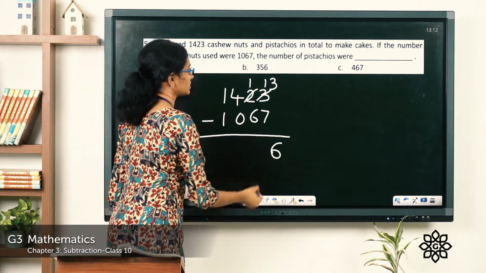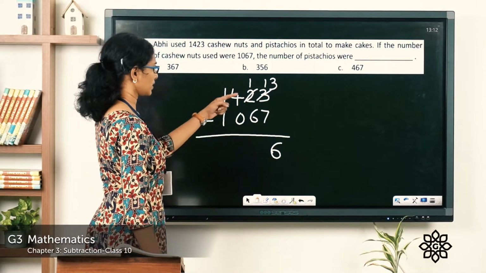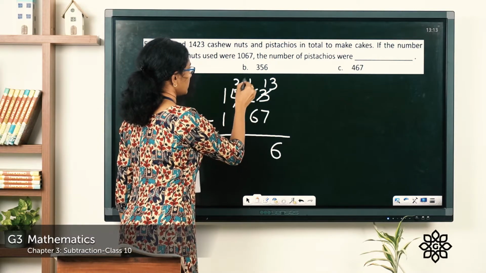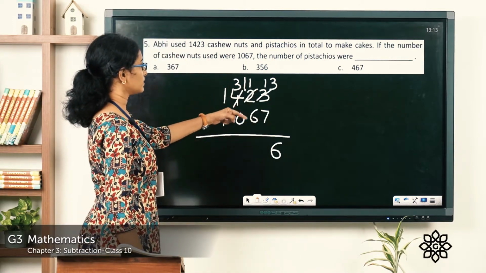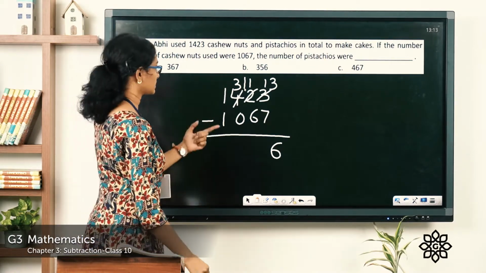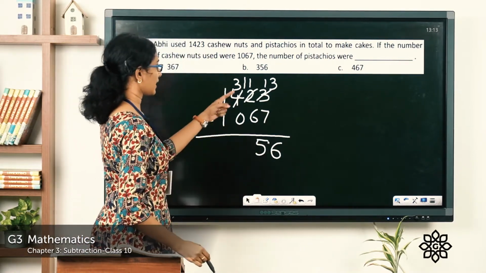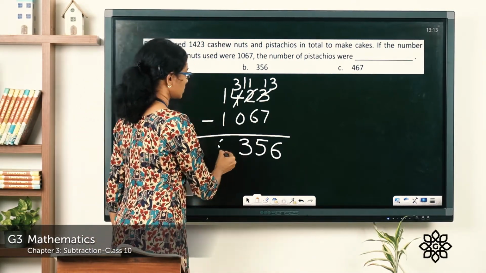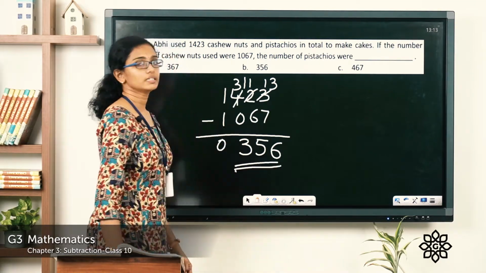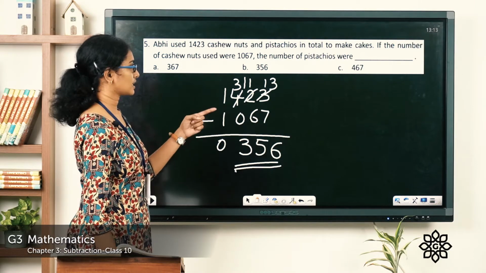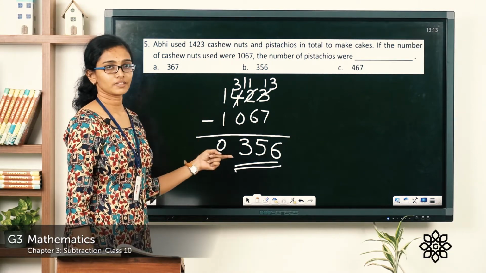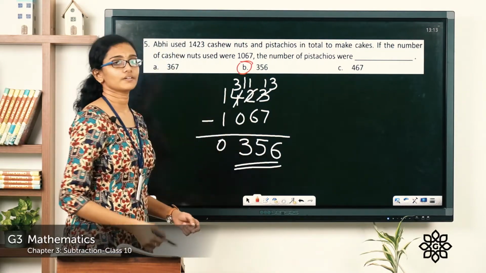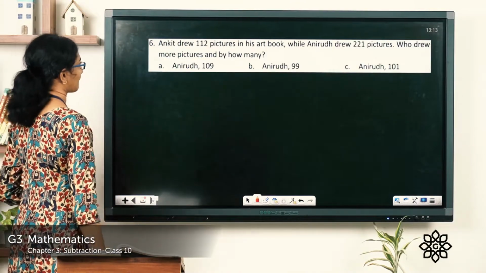It is 6. Now we cannot do 1 minus 6. So what do we do? We borrow from here and we regroup. So this becomes 11 minus 6. What is 11 minus 6? It is 5. Now here we have 3 minus 0. What is 3 minus 0? It's 3 itself. Now 1 minus 1, it is 0. So what is the number of pistachios he used? It is 356. So the correct option here is option B, 356. Let's see the next question.